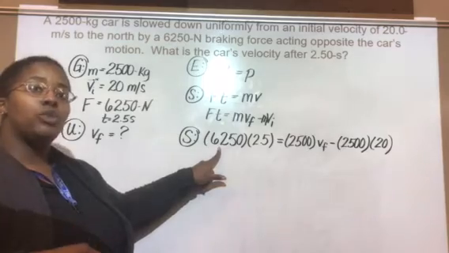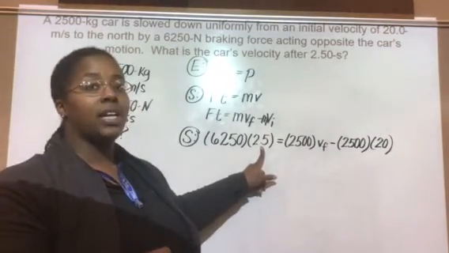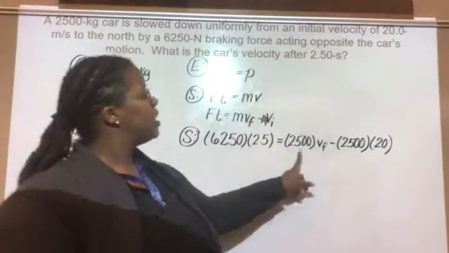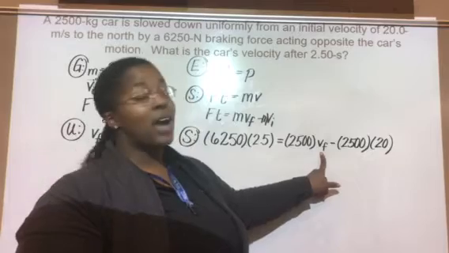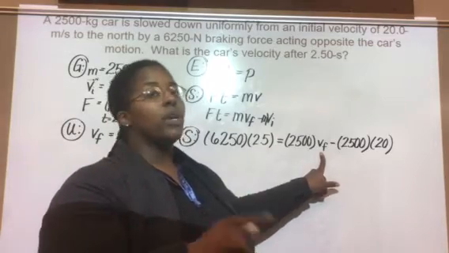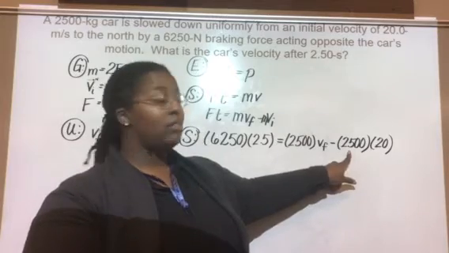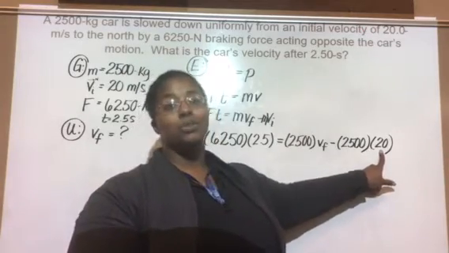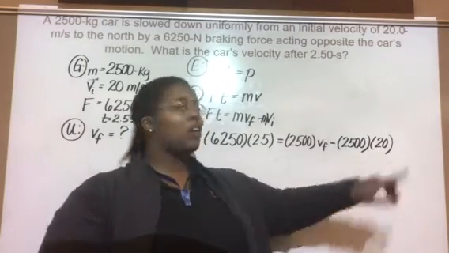Force was 6,250 newtons. My time was 2.5 seconds, given information. Our mass was 2,500. Your final velocity is what we're looking for. It's my unknown. I have my mass again, and of course, the initial velocity. Grab your calculators. It's time for us to get to work.